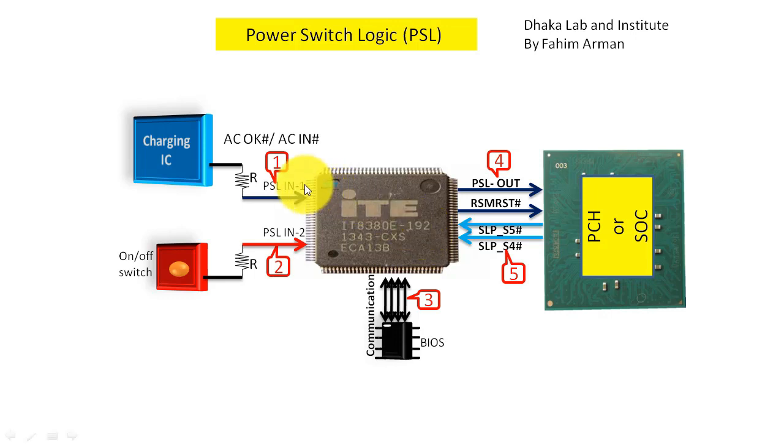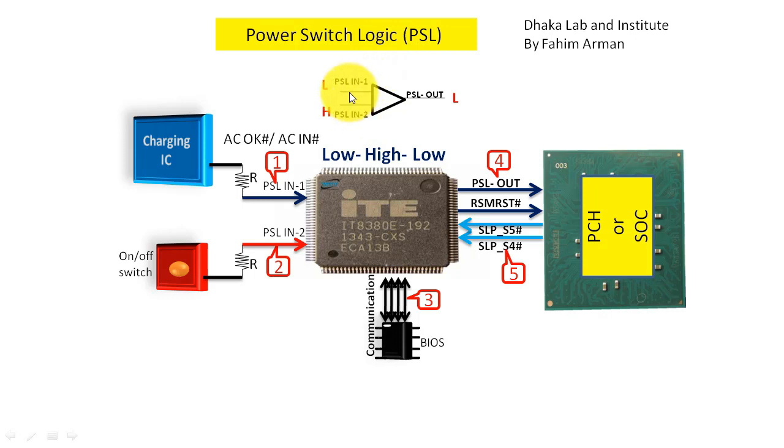I will make you understand how this logic will work. In this IO there will be a comparator that will work first as low, high, low. As I told you before, first the ACOK# or ACIN# signal will be low, PSL_IN1 will be low, and then PSL_IN2 will be 3.3 volts, that means high, and then again the output, PSL_OUT, is low. There is a comparator internally that works like that.